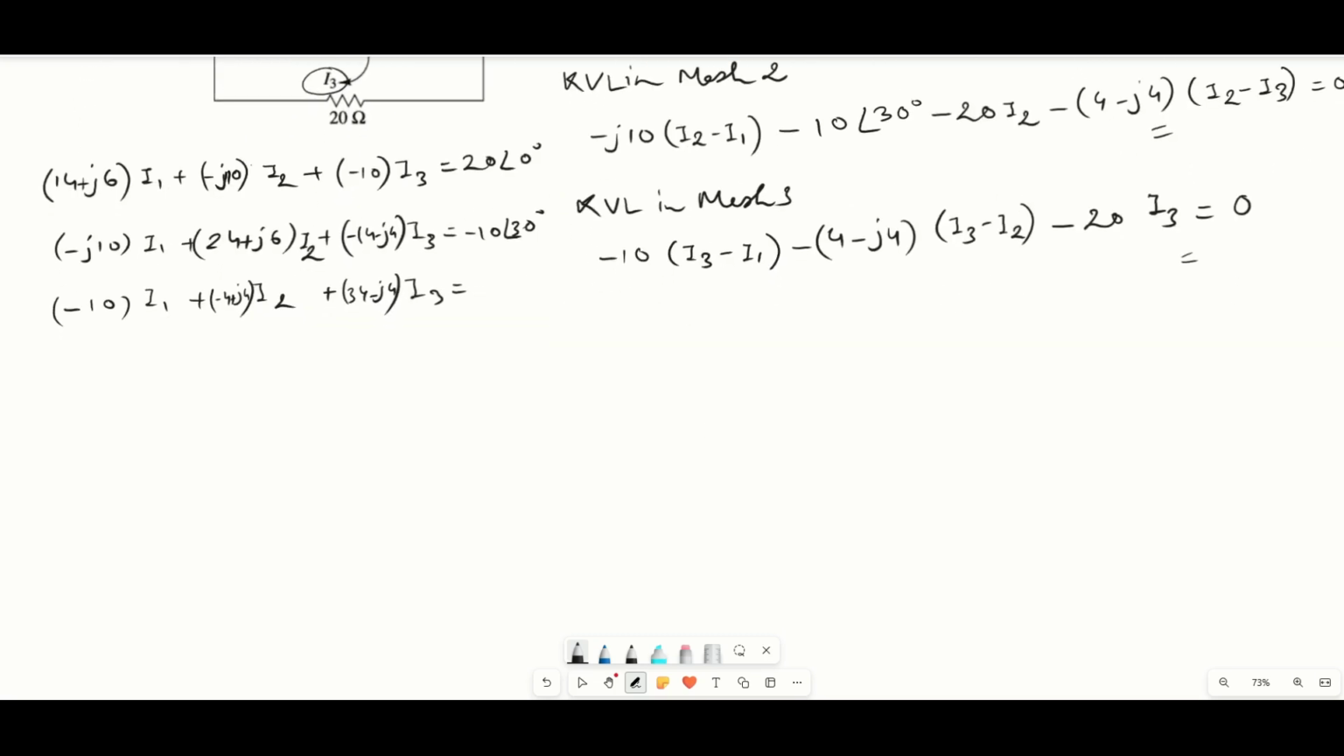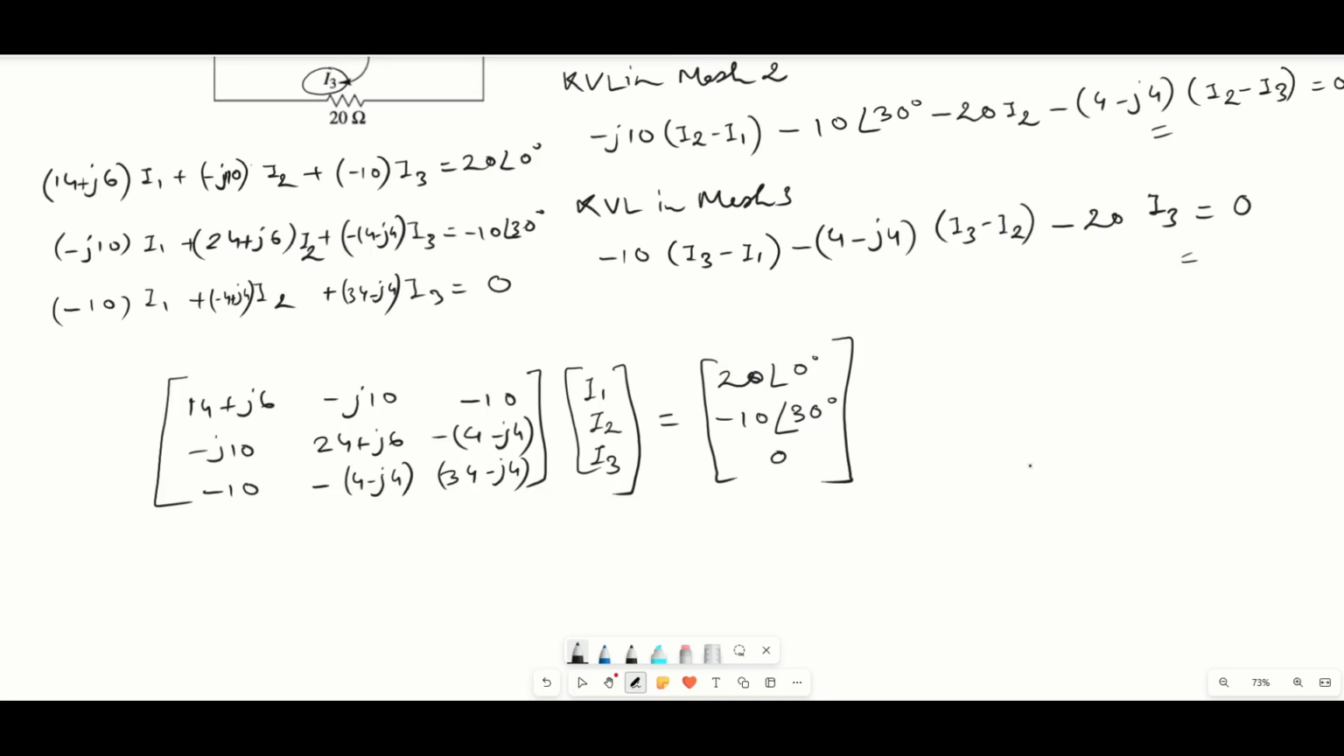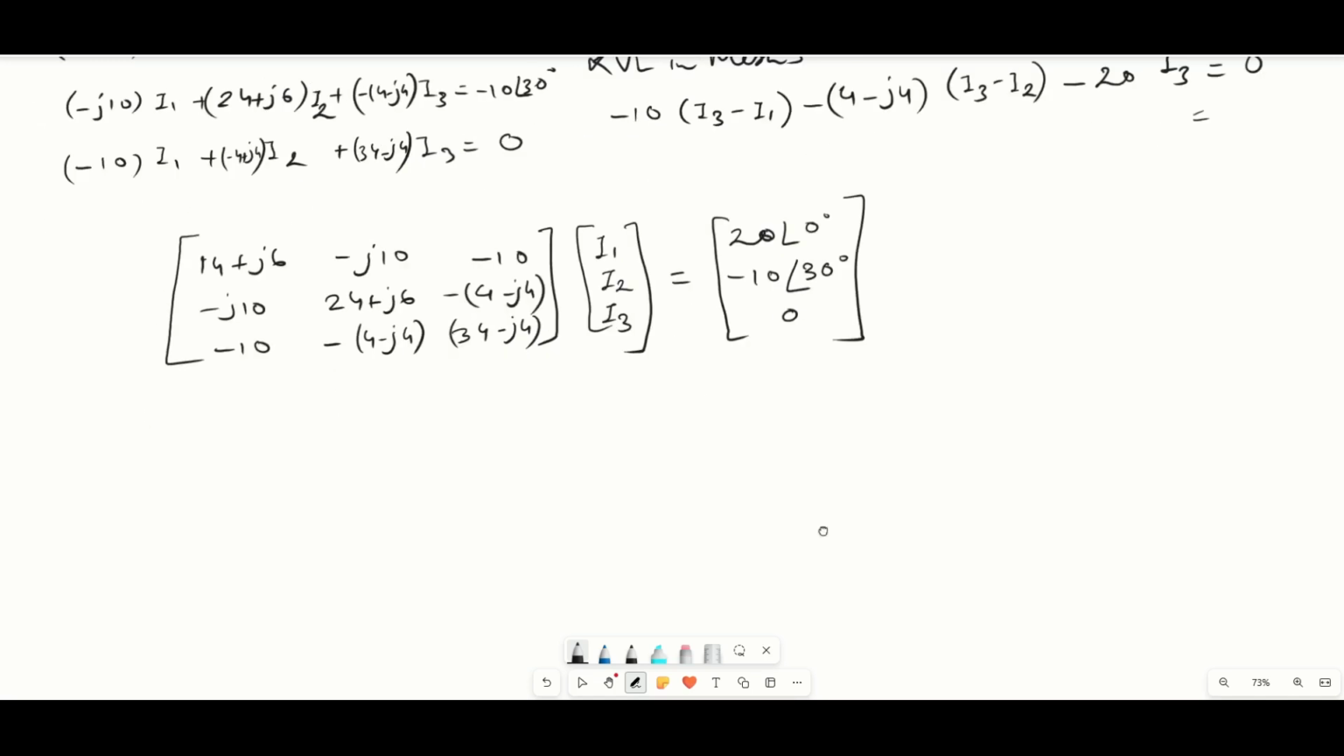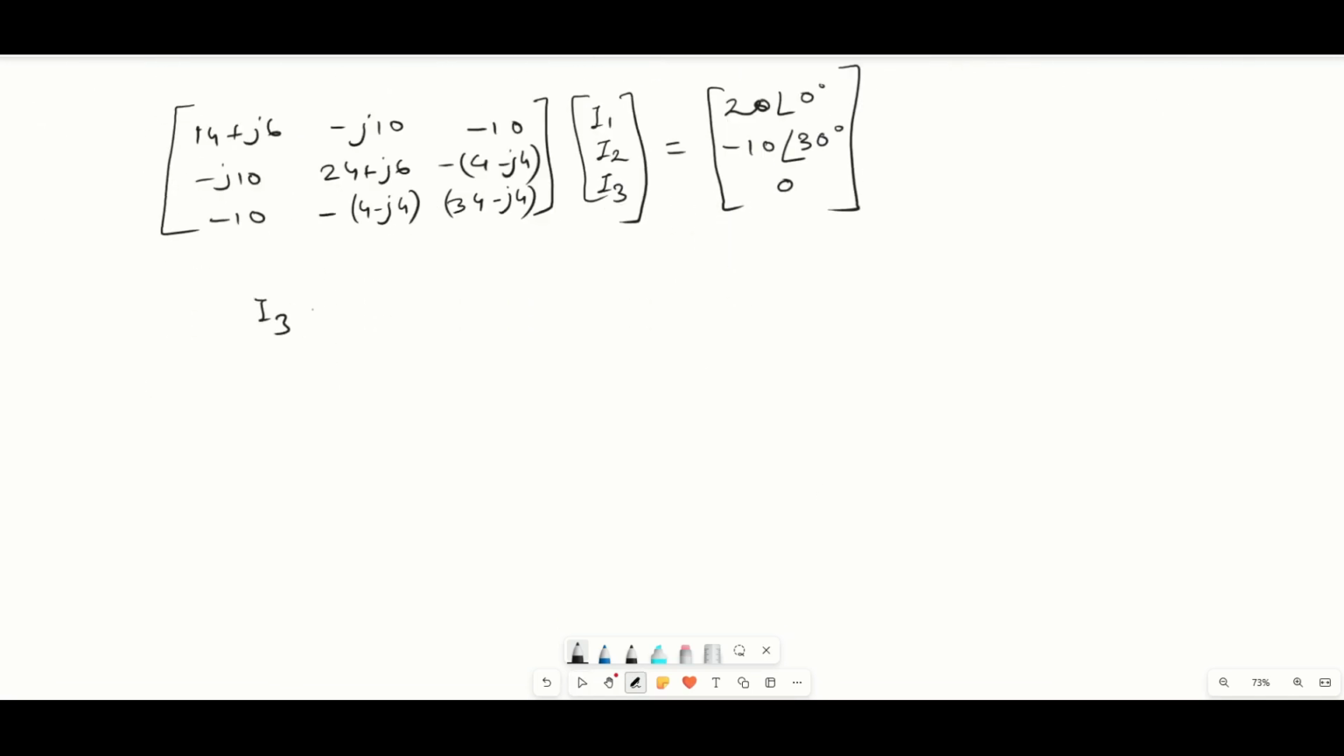Right. So now we can write these equations in matrix form. What we have to do is determine the value of I3. As per Cramer's rule, I3 will be delta 3 divided by delta. So what is delta 3, what is delta? For delta 3, the first two columns remain the same, and the third column is replaced by the terms on the right hand side. In order to understand Cramer's rule, let us consider a small example.